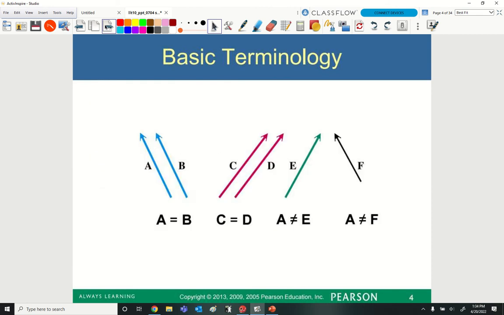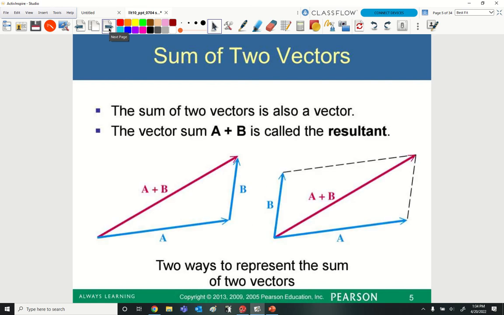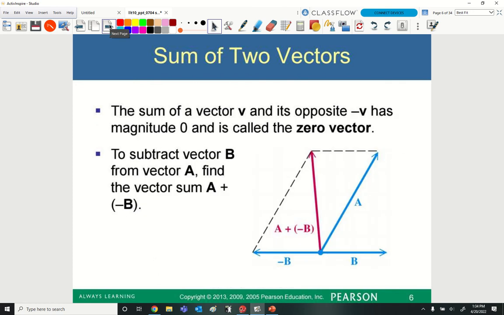So A is equal to B, right? Same length, same direction, because they're parallel. C is equal to D: same length and parallel. A is not equal to E. They look like they're the same length, but not parallel, not the same direction. A is not equal to F: not the same length, but they look like they're going the same direction. All right, sum of two vectors. I'm going to skip this one because I'm going to keep this as part of the example we're going to work on later on Friday, because it was confusing to most people here.